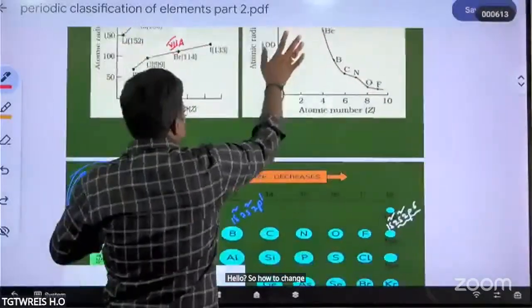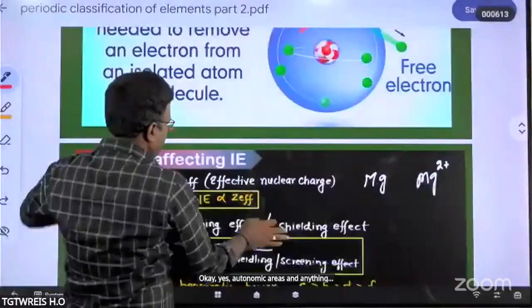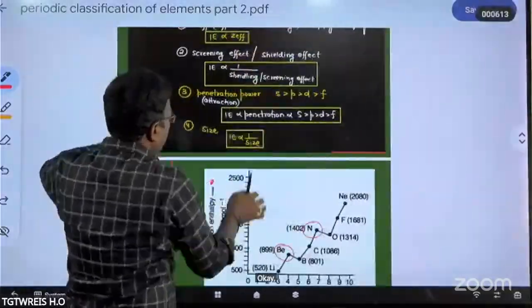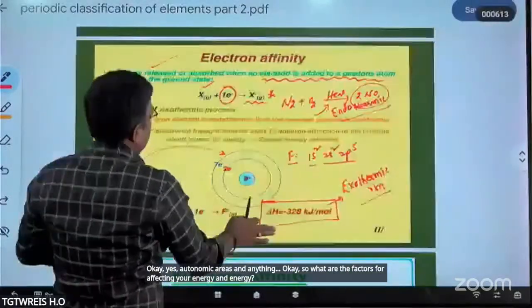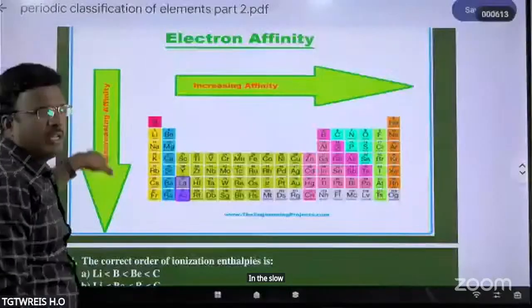So how to change this periodic table? Or how do the periodic properties change in the group and periods? Atomic radius and energy, how do they change? What are the factors affecting the ionization energy? Then electron affinity. In a group, top to bottom, electron affinity decreases, whereas in the period, electron affinity increases.